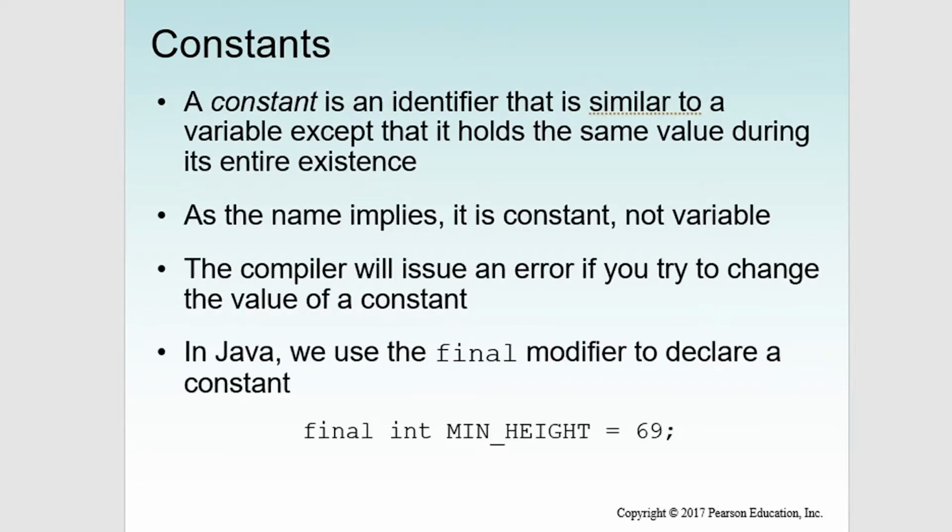A constant is an identifier that is similar to a variable except that it holds the same value during its entire existence.